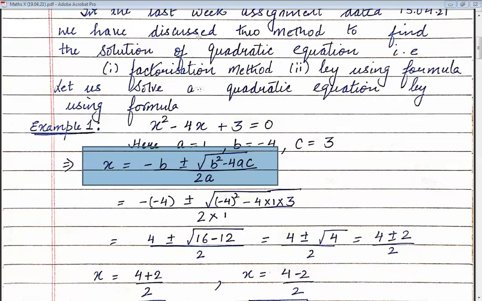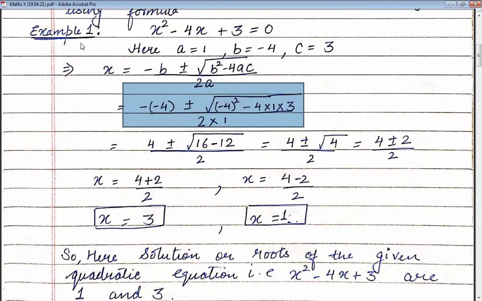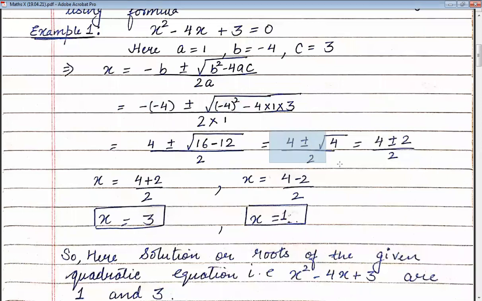Now let us substitute all these three values in the given formula. So your x is equal to minus b, that is minus minus 4, plus minus root of b square, that is minus 4 whole square, then 4 times a into c. A is 1 and c is 3, divided by 2 into a, that is 2 into 1. Now let's solve this, and after solving this you will get 4 plus minus root 4 upon 2.